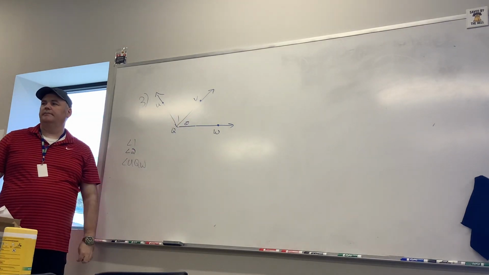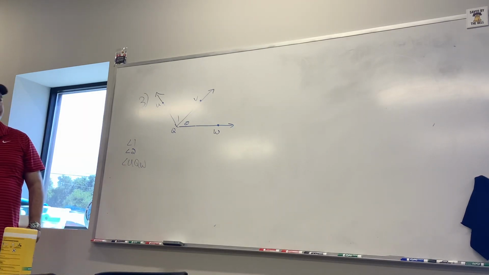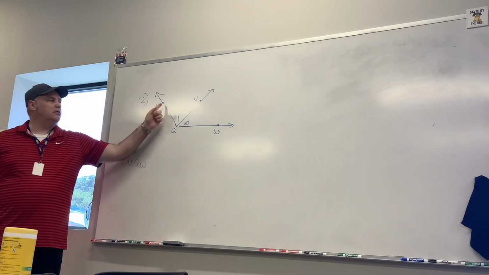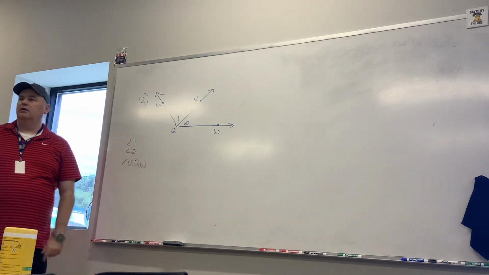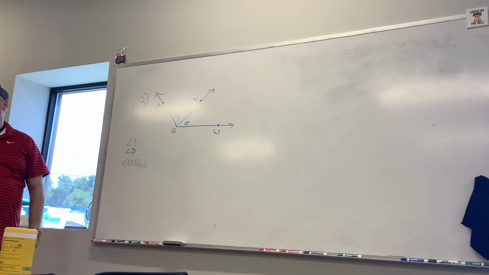Okay, so what do we do with the V? Nothing. Because we named it 1. Instead of 1, you could have called it UQV. You wouldn't be wrong, but I'm trying to drill that you don't name that same angle twice. So once I name it there, then I'm done with that.